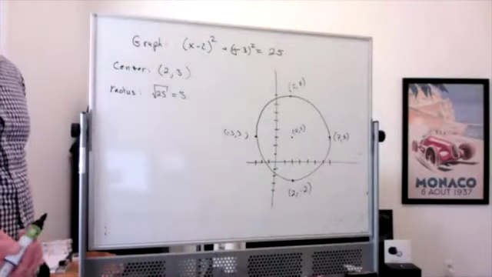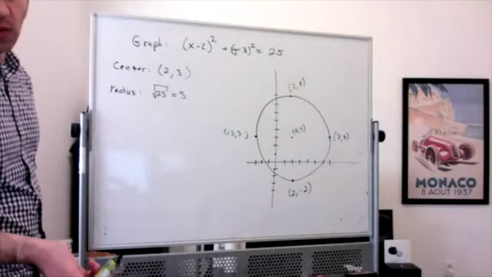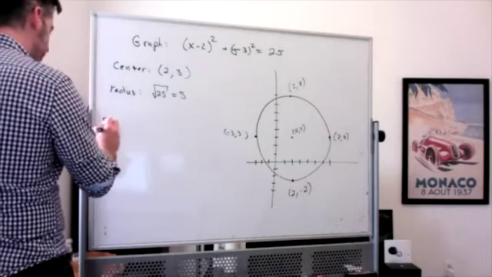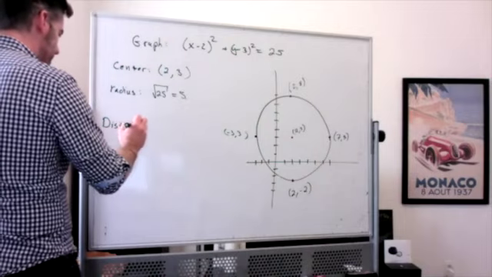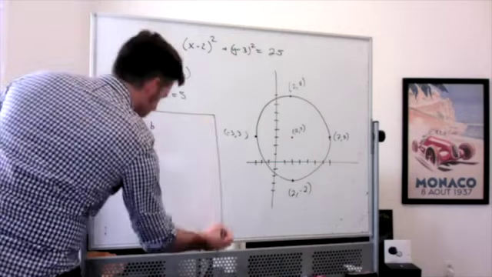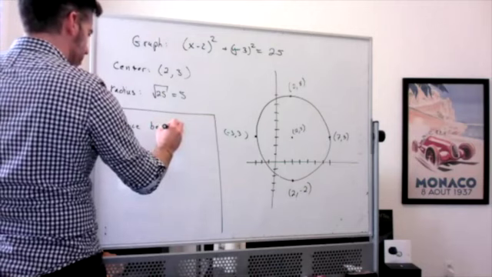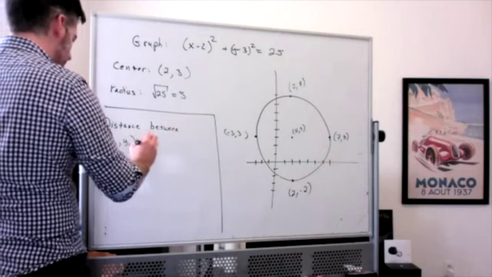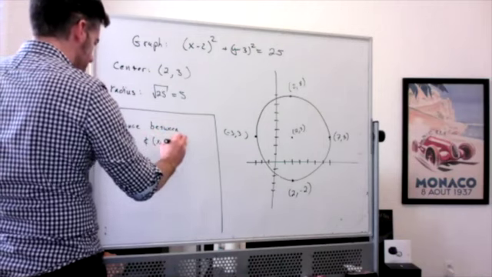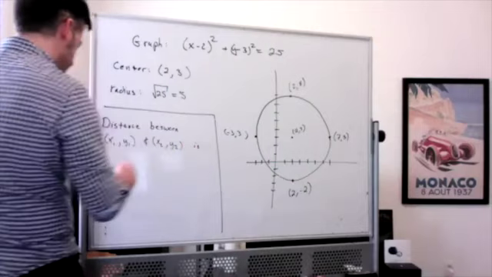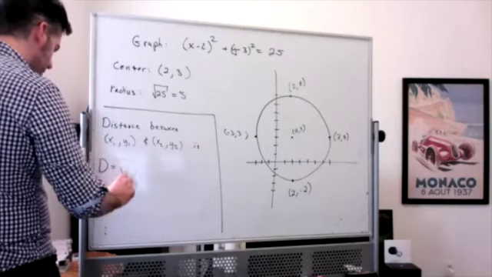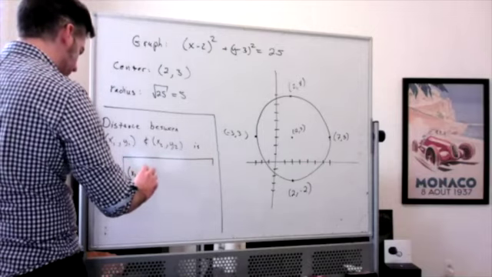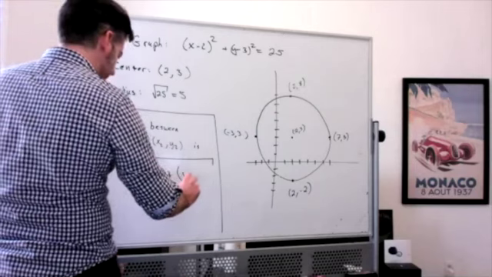And then the other thing I want to point out is there's a couple formulas that are actually useful when finding things out about circles. So we have the distance formula. The distance between the points x1, y1 and x2, y2 is given by, we usually use capital D, the square root of the difference in the x's squared, x2 minus x1 squared, plus the difference in the y's squared.